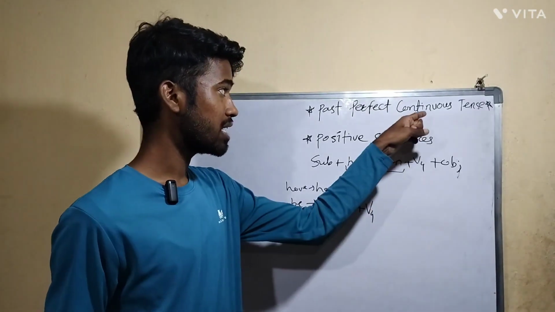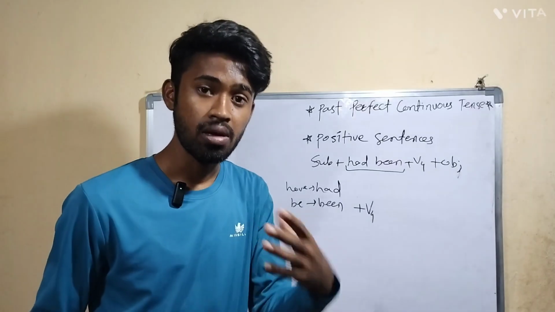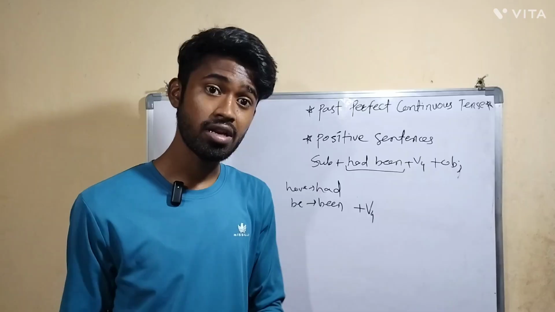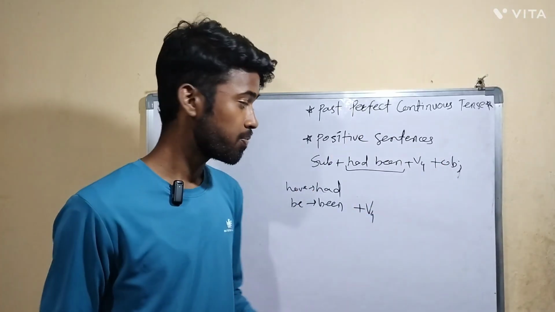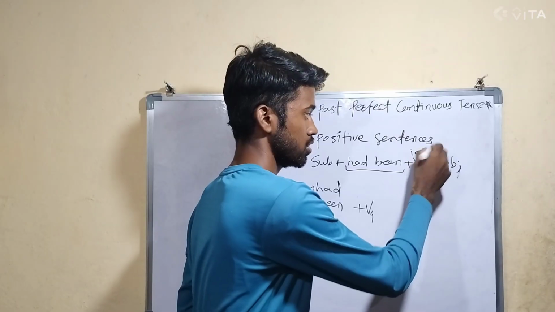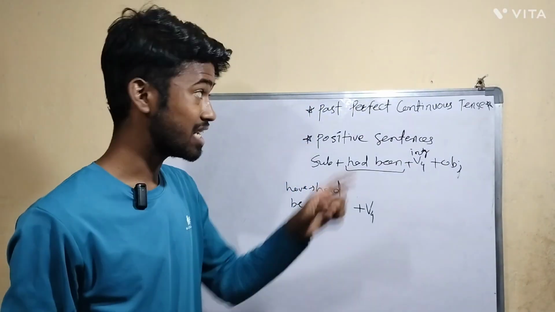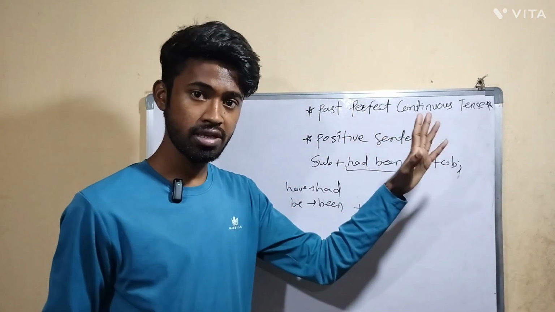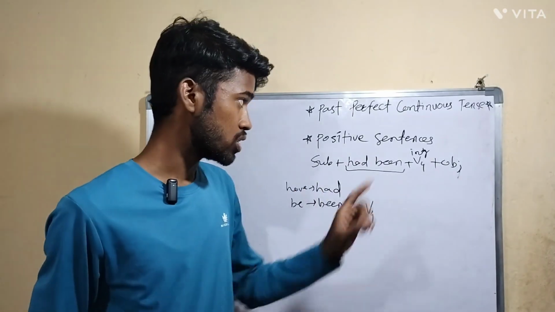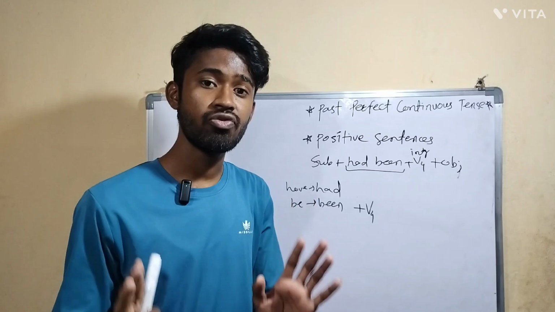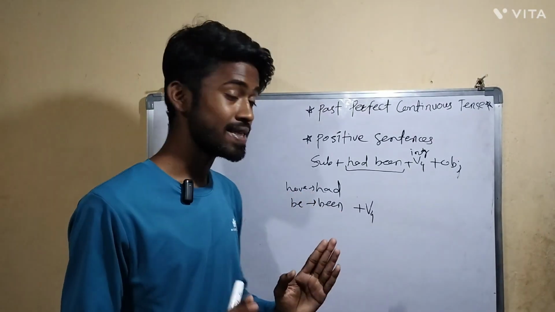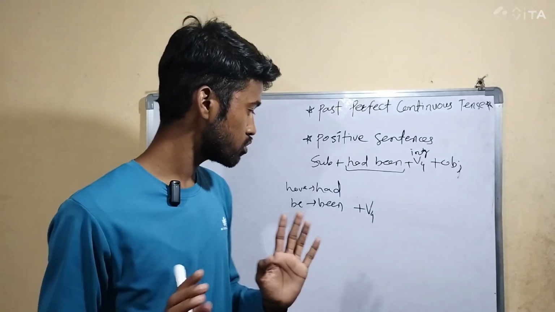Or you can say whenever it is a continuous tense, it can be present continuous, past continuous, present perfect continuous or past perfect continuous, we always use the fourth form, the ing form. So how will you remember this? Whenever it is continuous, whether perfect continuous or only continuous, we always have to use the ing form in those sentences. If you understand it like this, it is very easy to remember.